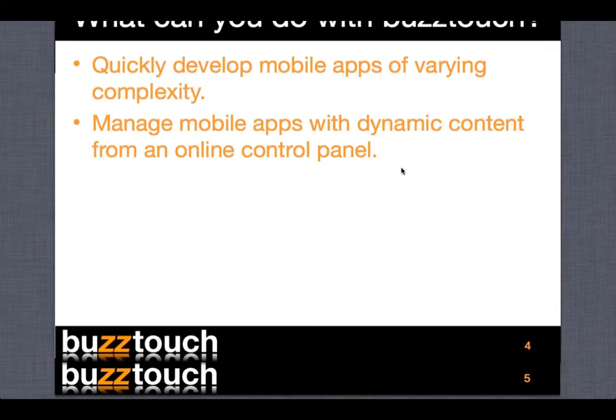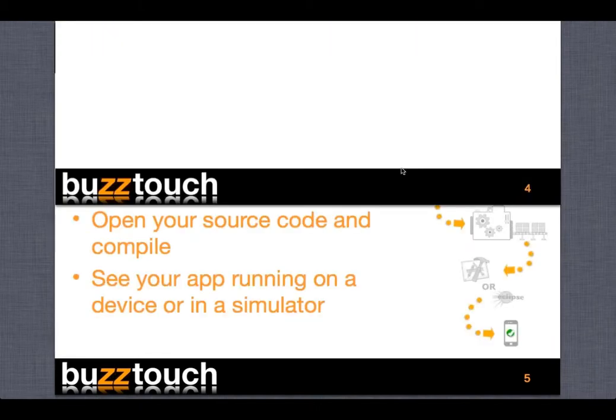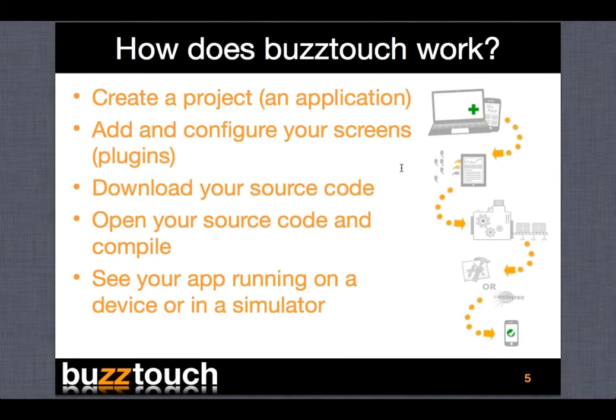So how does Buzztouch work? Well, you'll create an application in your control panel. You can add and configure your screens, which we call plugins. You'll download your source code onto your computer. You'll open your source code and compile, and then you'll see your app running on a device or in the simulator. We're going to cover all that stuff tonight, so no worries. If it feels like a lot coming at you right now, it's not going to be a big deal. You're going to see just how easy all of this stuff is.